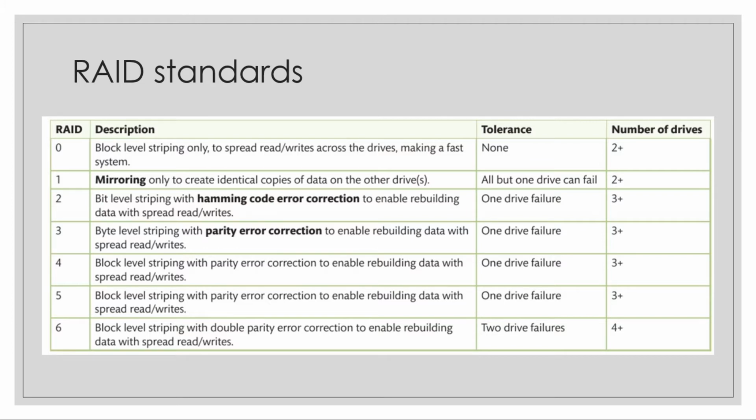Now, as you can see for RAID 0, the tolerance is none, which means that if one of the hard drives fails, then all of them will fail. And the minimum number of drives you can have is 2. So obviously you'd need at least 2 drives to set this RAID up. Obviously it can go up to a maximum number of whatever you want. There is no limit on how many you can have.